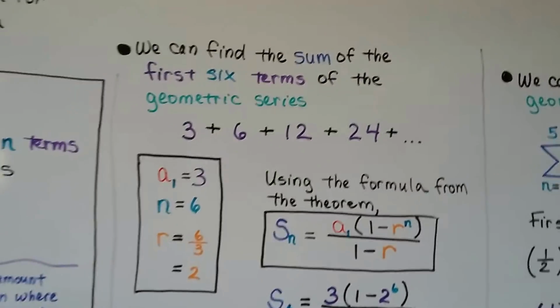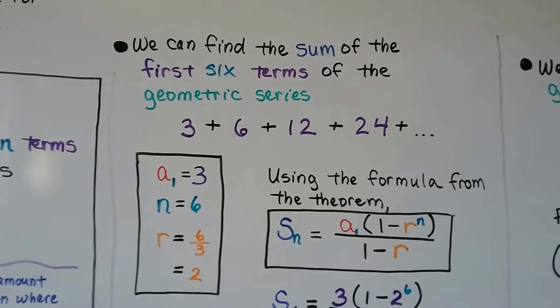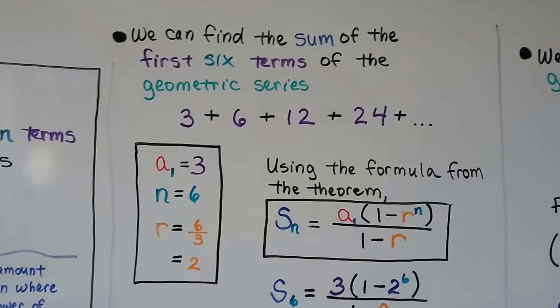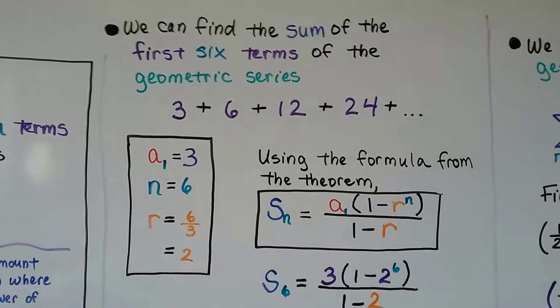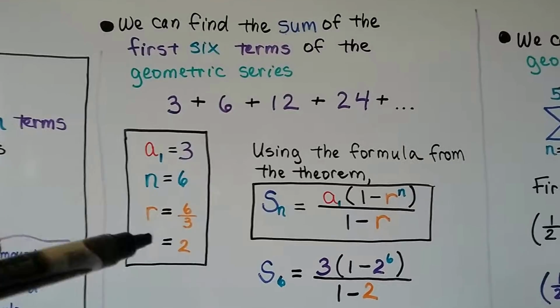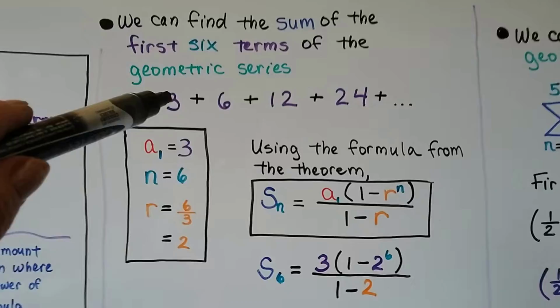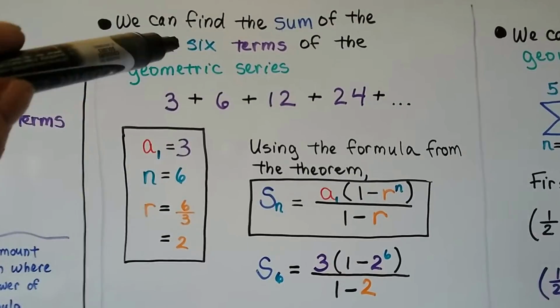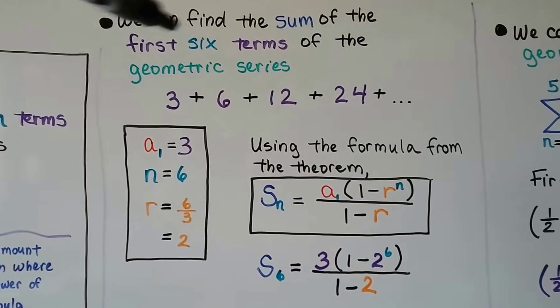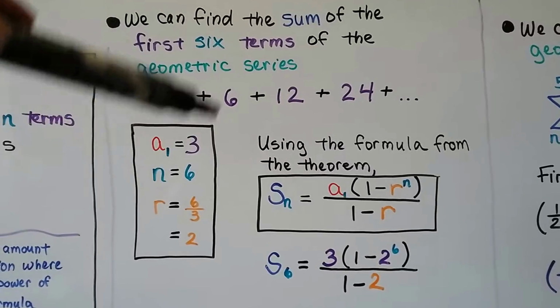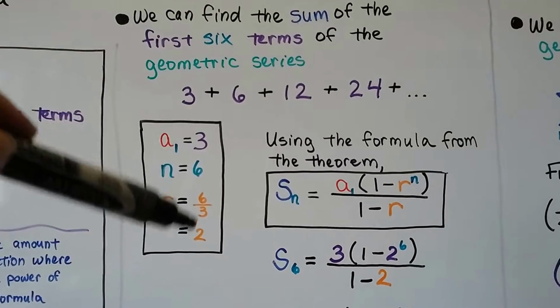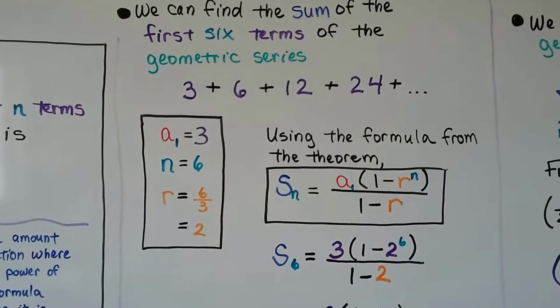We can find the sum of the first 6 terms of the geometric series, 3 plus 6 plus 12 plus 24 plus, and so on. We know this is the information that's given. a sub 1 is a 3. We can see that. n is going to equal 6 because it's the first 6 terms. r is going to equal 6 divided by 3, which is a 2. So our common ratio is a 2.